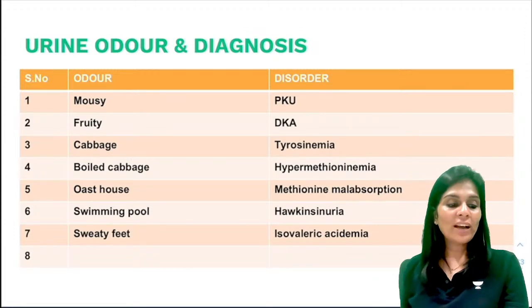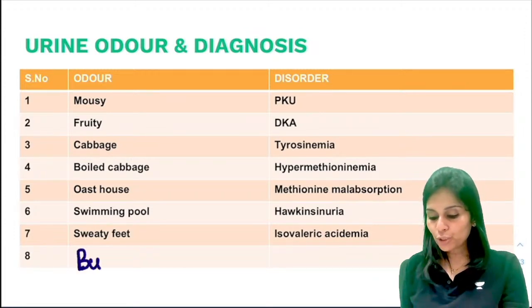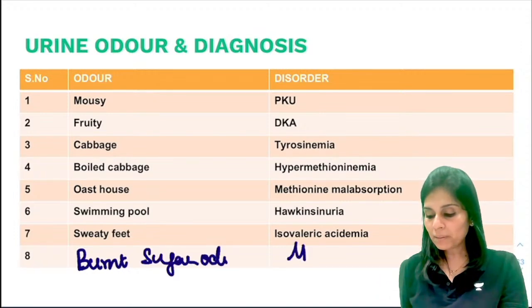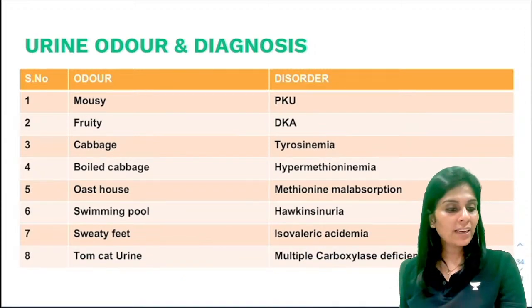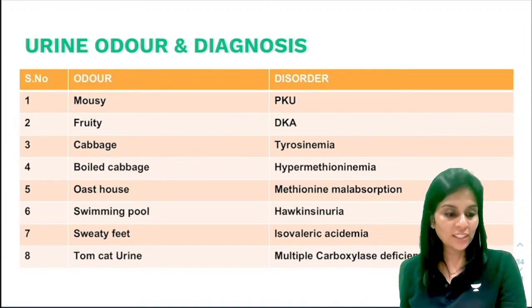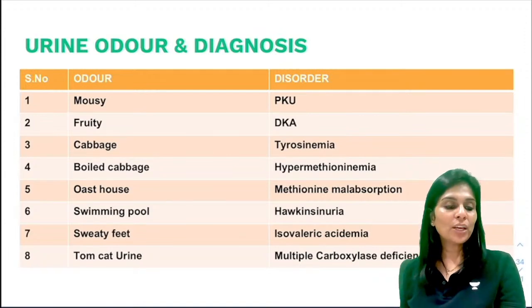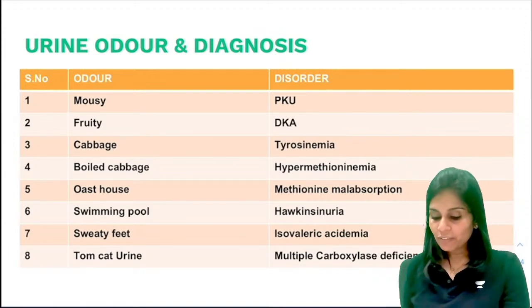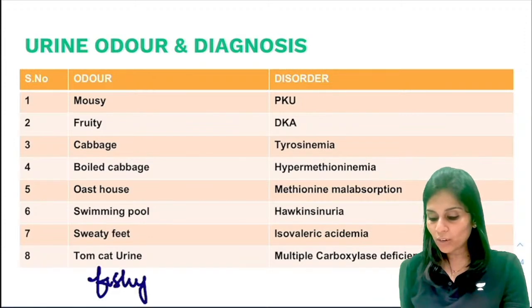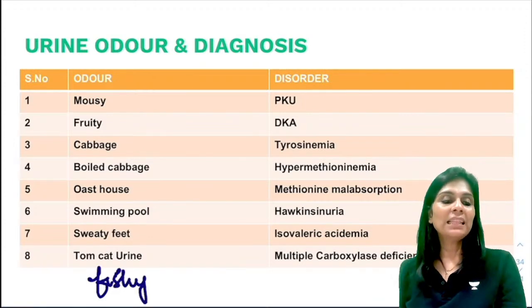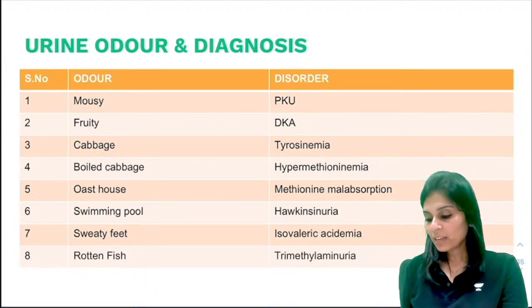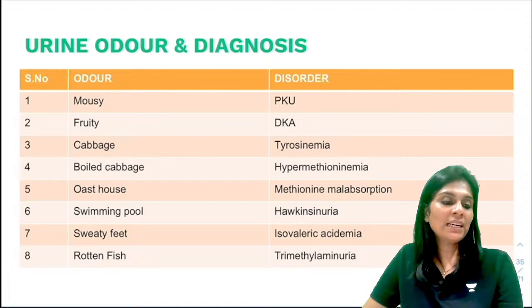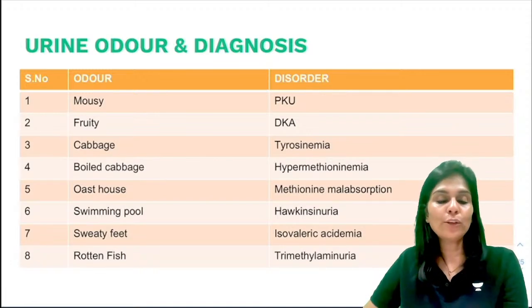And then, as many of you have been answering, burnt sugar odor. Right? Burnt sugar odor is a feature of maple syrup urine disease. And the last one, I think somebody answered it, he was saying something called fishy odor. So in which condition do you see fishy odor? Fishy odor is caused by a condition called trimethylaminuria.